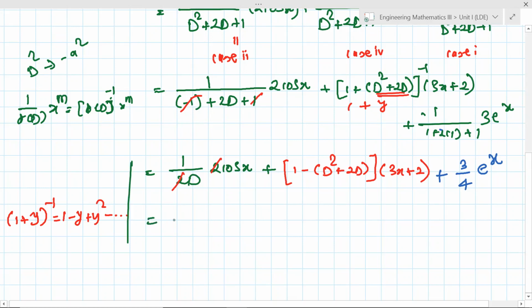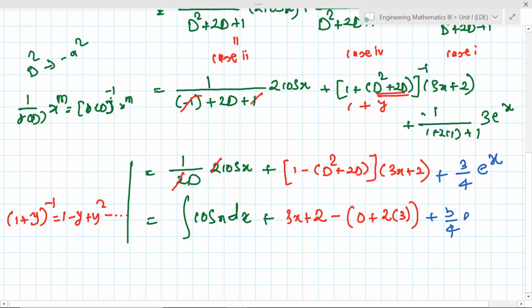So this is equal to what? Integral of cos x dx plus, what about this? 1 into 3x plus 2 is simply 3x plus 2, minus, the second derivative of this is 0, plus 2 into the first derivative of this, which is 3. I have just explained that. And plus 3 by 4 e raised to x.